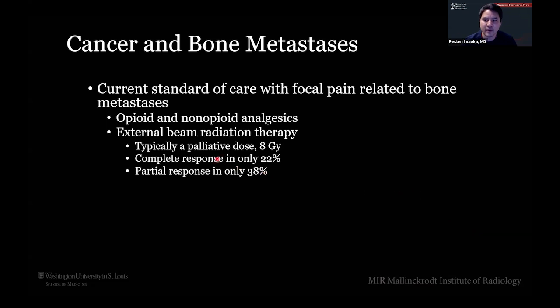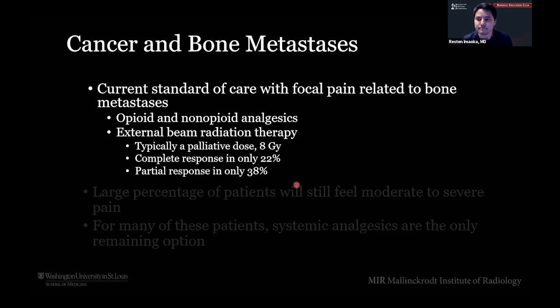If we look at this, the complete response rate is only seen in 22% of people for doses of 8 gray. This is a palliative dose. And even worse, I think, if you look at the partial response, that's seen in only 38% of people, right? So over 60% of people who are receiving palliative radiation for their focal bone pain from bone mets are getting no relief whatsoever. Add on top of that the low efficacy, the result is also delayed. After radiation therapy, if you get any pain relief, it may take as long as 4 to 6 weeks after treatment completion to really start feeling that.